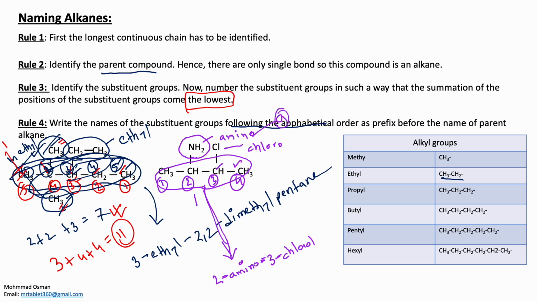So 2-amino-3-chloro, and the longest chain contains 4 carbon. So chlorobutane. So the name of this compound stands as 2-amino-3-chlorobutane.